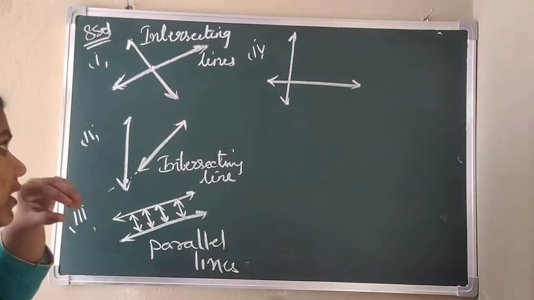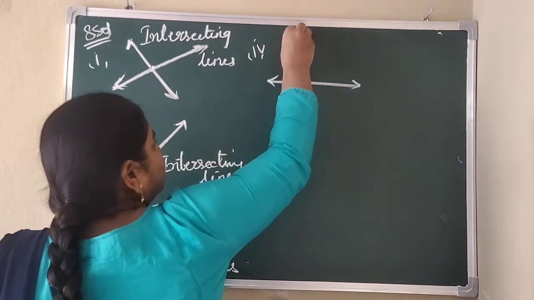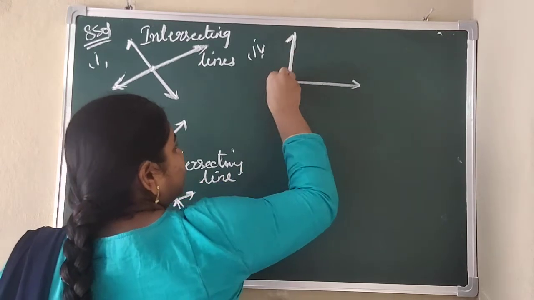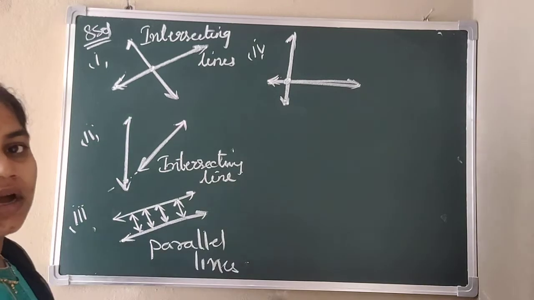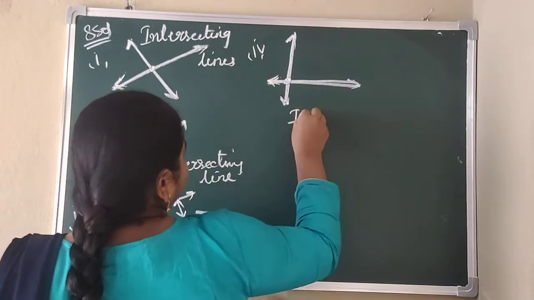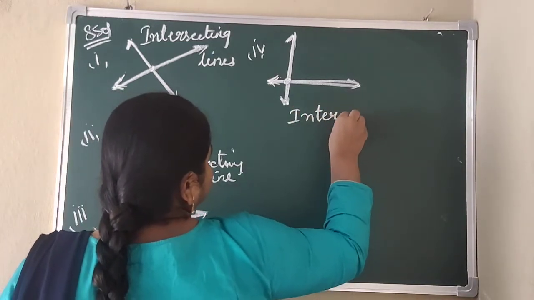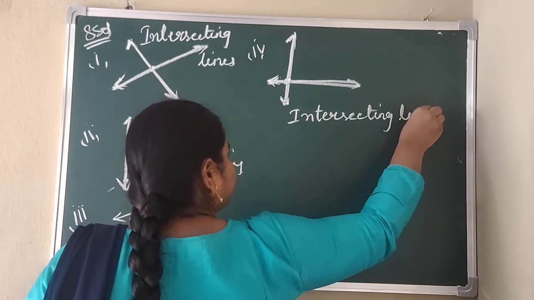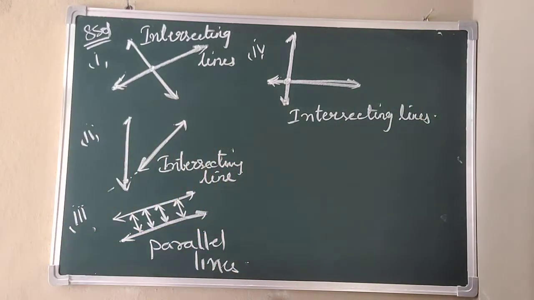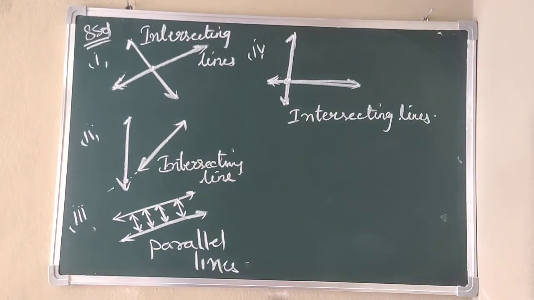Okay, so if you see this fourth one, last one, this line and this line are intersecting at one point, they are meeting at some point. So we can call it as intersecting lines. Okay, so these are called as intersecting lines and parallel lines.